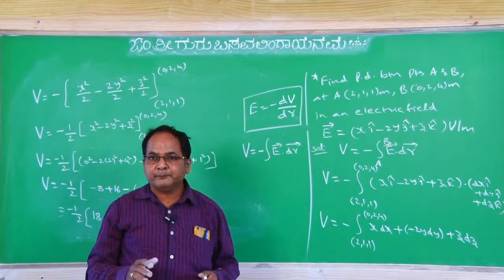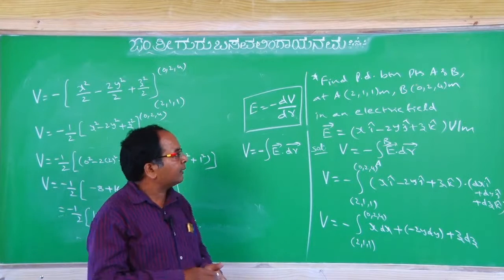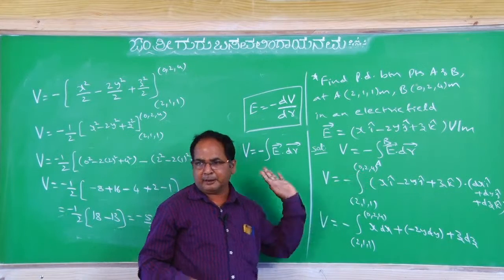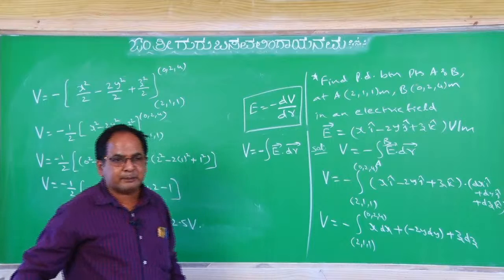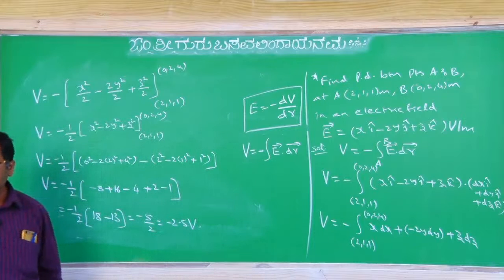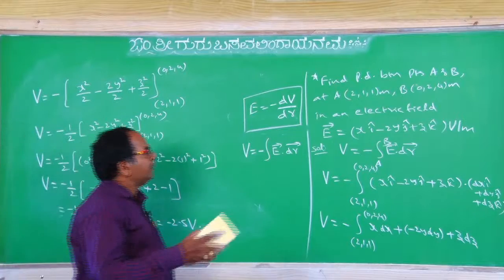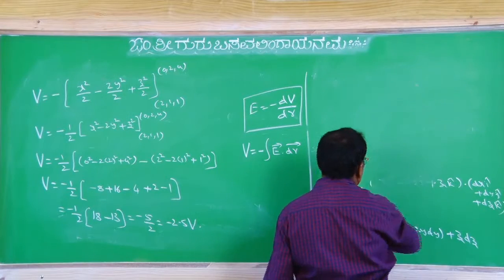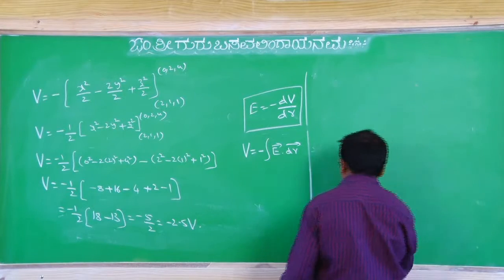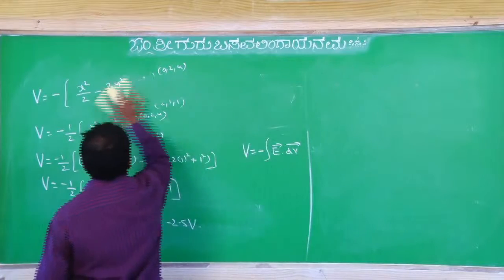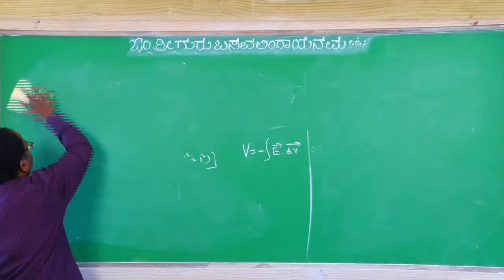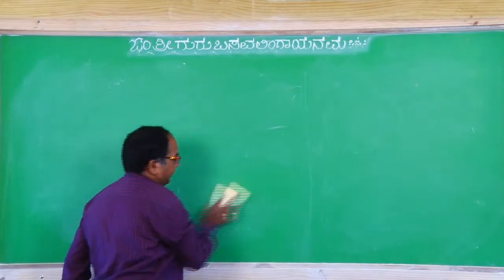Points given means what? The first point we should consider as lower limit and second point is considered as upper limit. Okay. Potential difference between A and B means what? A should be considered lower, B should be considered higher. This is very, very important model. What is that one? Regarding the relation in between electric field and electric potential. Next, another one.